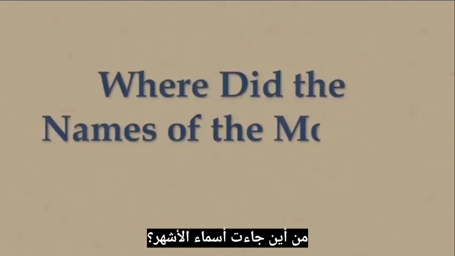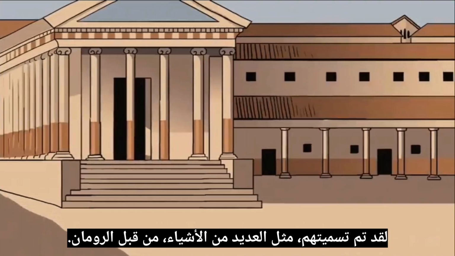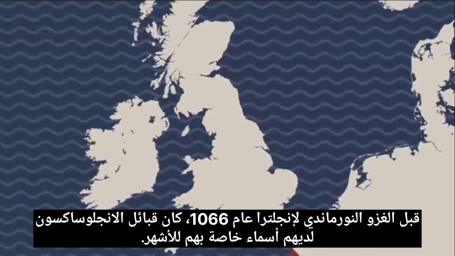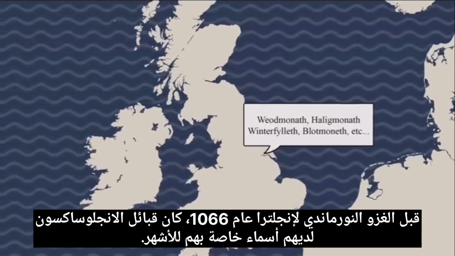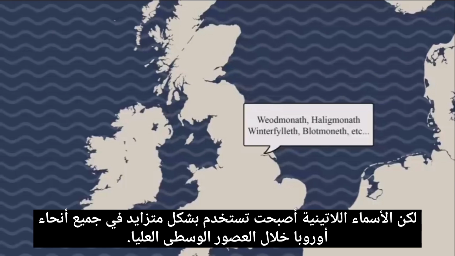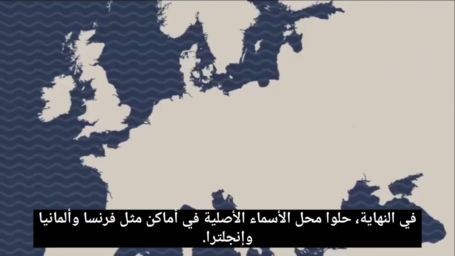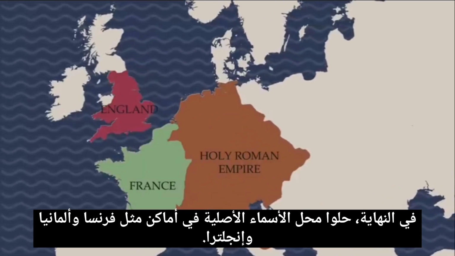Where did the names of the months come from? They come, like so many things, from the Romans. Before the Norman conquest of England in 1066, the Anglo-Saxons had their own names for the months. But the Latin names became more and more used throughout Europe during the High Middle Ages. Eventually they supplanted the native names in places like France, Germany, and England.